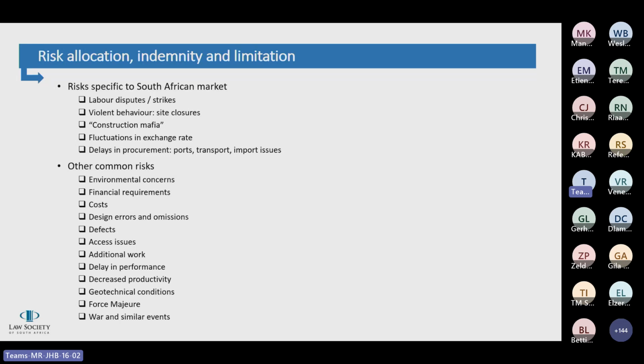Other common risks that you would find that need to be properly provided for in the contract is environmental concerns, financial requirements, costs, design errors and omissions, defects, issues with access to site, how to deal with additional work, as we've just discussed, delay in performance, health and safety issues, decreased productivity, geotechnical conditions, force majeure, and then things that we don't really see in South Africa, war and similar events.